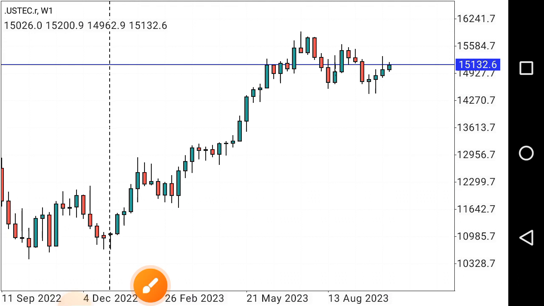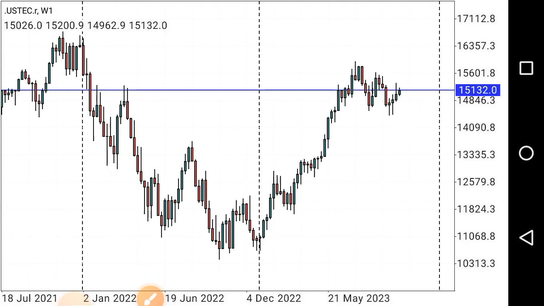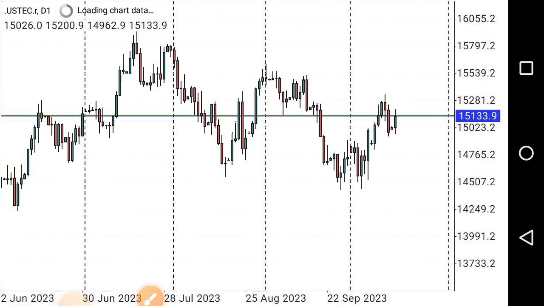Anyway, what else do we see in regards to the weekly chart? At this point, I don't see much, but what I'm gonna do is head down to the daily chart and let's see what's happening down there on the daily chart.